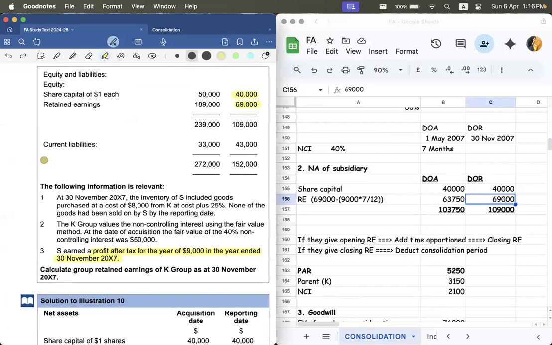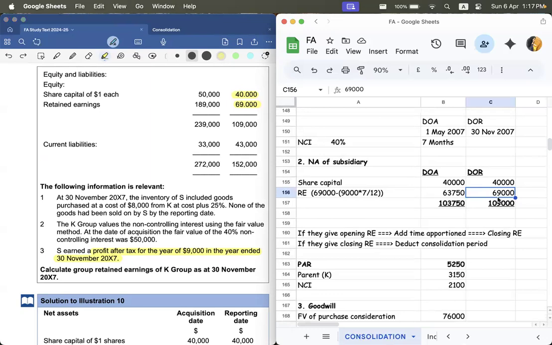We need last year's retained earnings. Every year what we do is we add our profits to the retained earnings. So this 69,000 is actually 60,000 plus 9,000 profit this year. That much is clear. So how do you take the date of acquisition retained earnings?